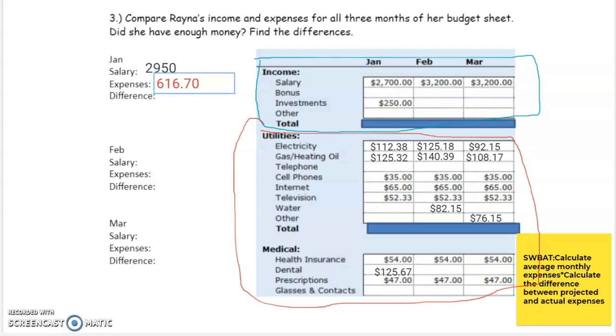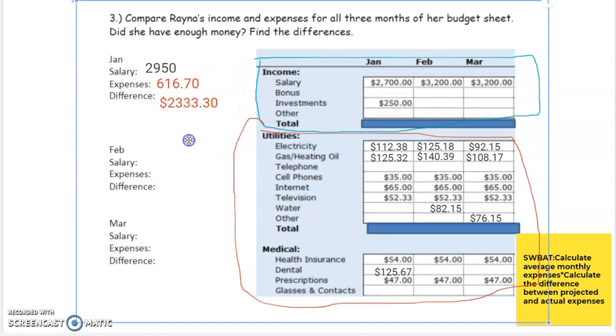And last but not least, let's figure out the difference. In this case, we actually were able to get somebody that made more money than they spent, so they are going to be in the positives. So you would take your $2,950, subtract your $616.70, and you would see that they came out with a positive $2,333.30. So that's good. Anytime you can put away a couple $1,000s a month, that is a successful month in my book.